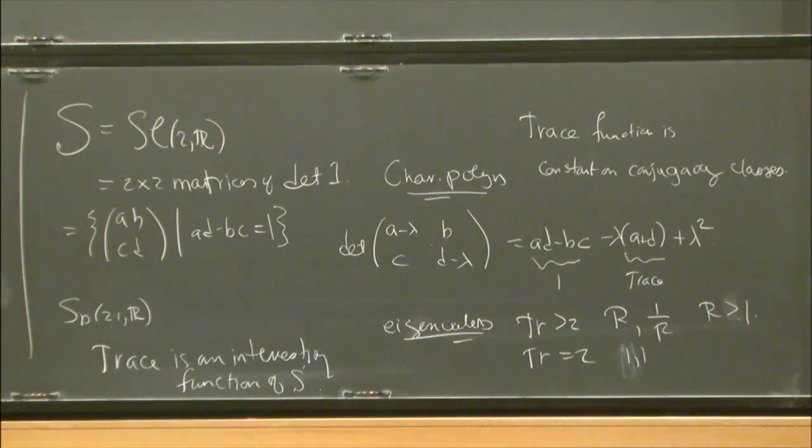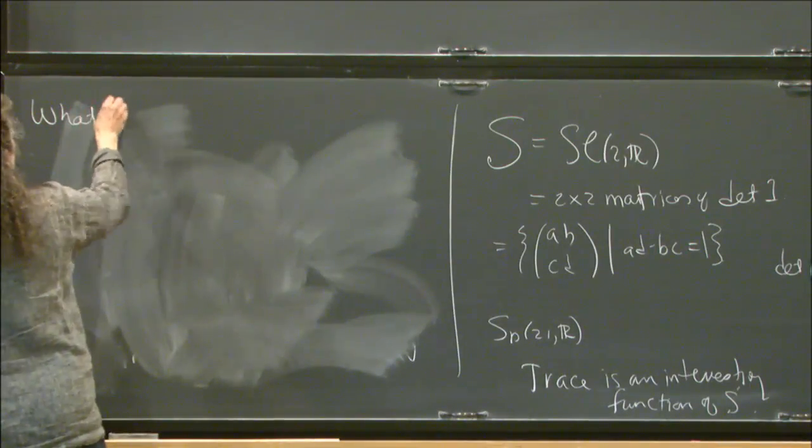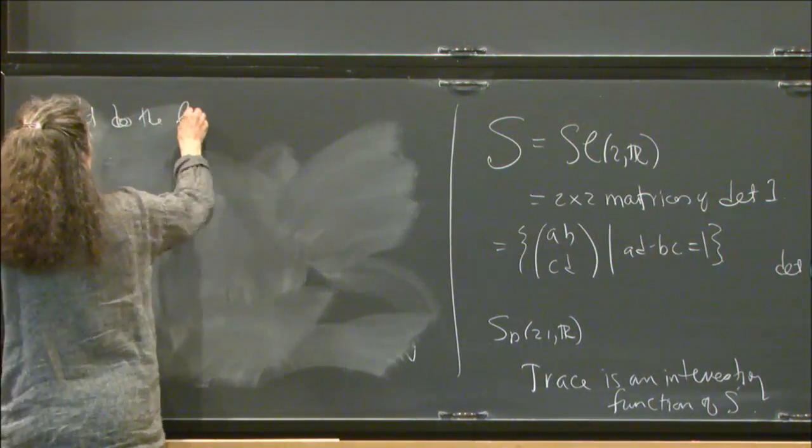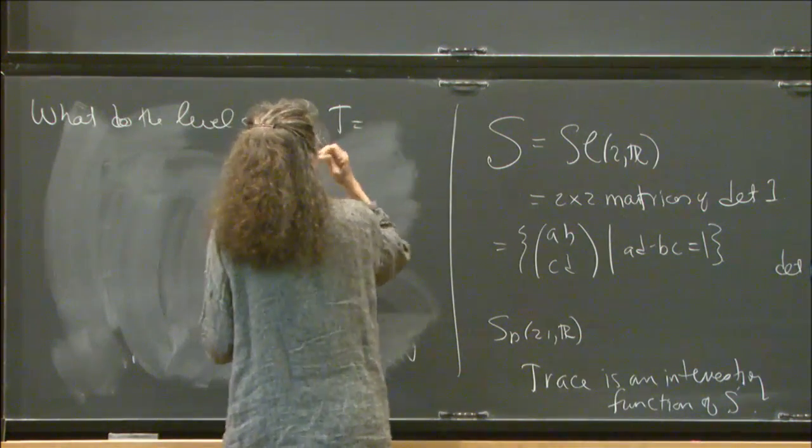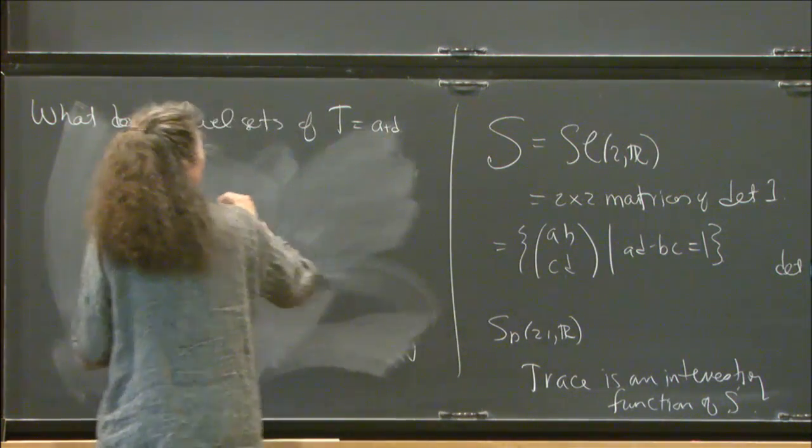Okay. So here's the question: what do the level sets of the trace function, A plus D, look like on S?